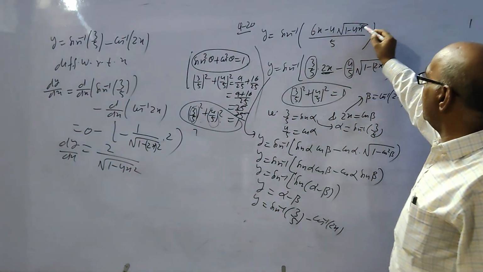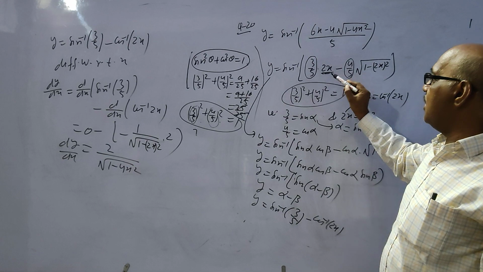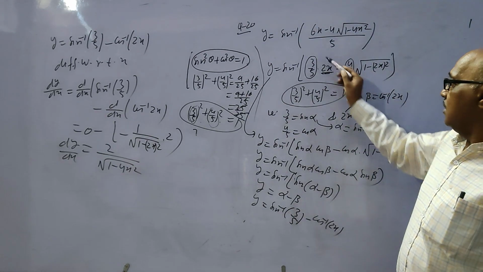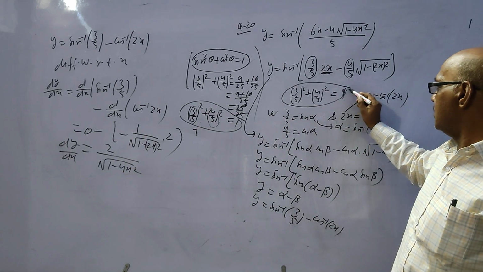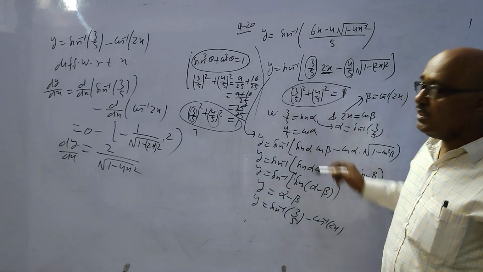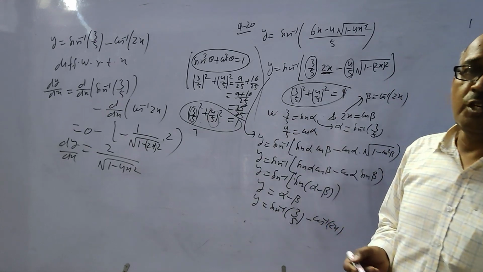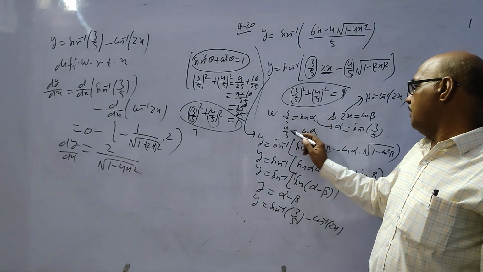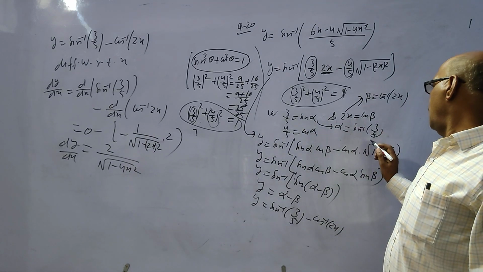Let us explain once again. y is equal to sin inverse of (6x minus 4 under root 1 minus 4x square) upon 5. We adjusted it as 3 by 5 into 2x minus 4 by 5 under root 1 minus 2x to whole square. 3 by 5 whole square plus 4 by 5 whole square, its value is equal to 1. That means the angle for which 3 by 5 represents sine, for the same angle 4 by 5 represents cos. So let sin alpha be 3 by 5 and cos alpha be 4 by 5.